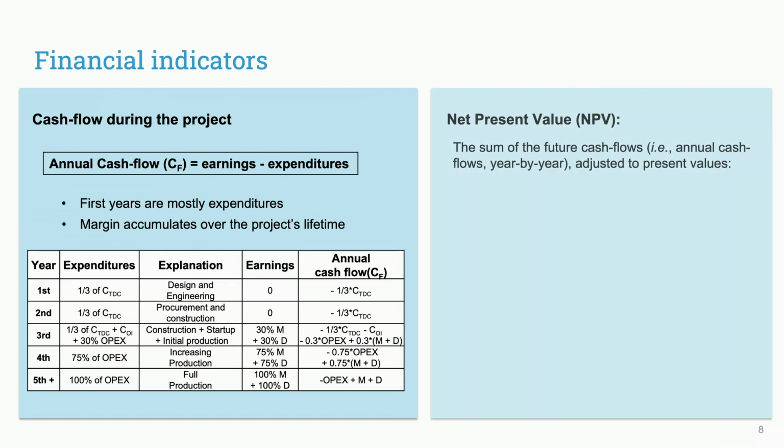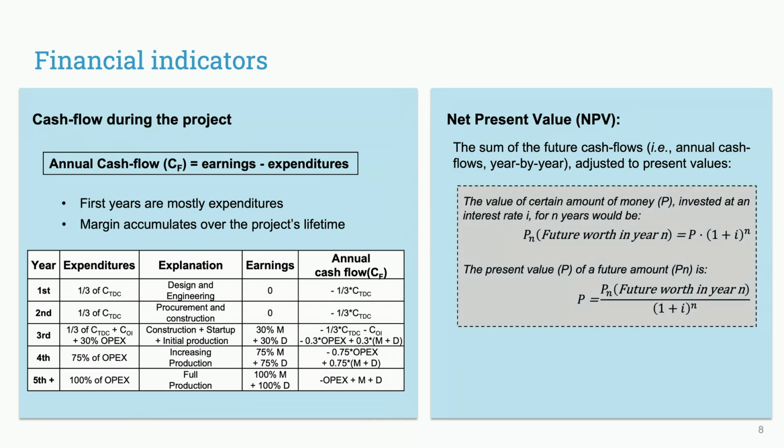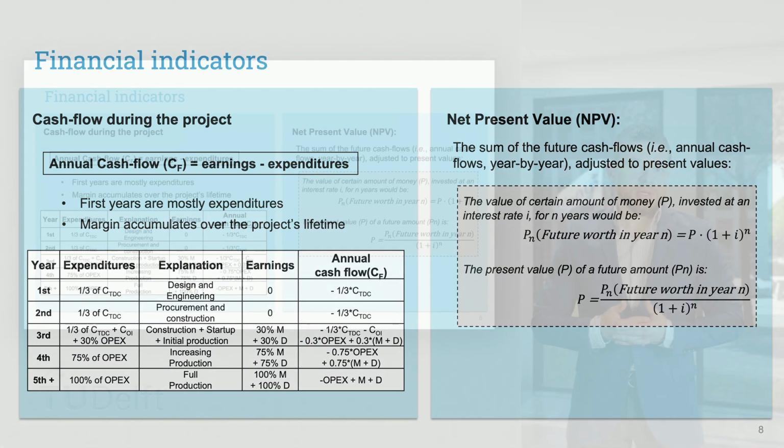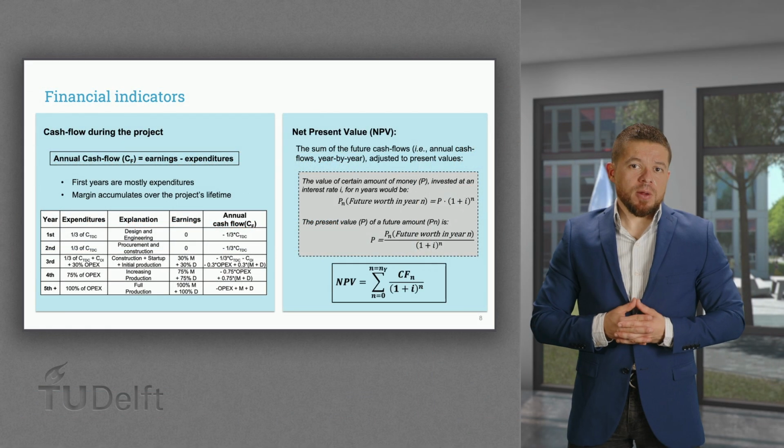The annual cash flow is also used to calculate the net present value of the project, which accounts for the sum of the future annual cash flows adjusted to present values. To make this adjustment, we need to understand how the monetary value of a present investment would have a different monetary value in the future due to the compound effect of the interest rate over time. Likewise, future cash flows can be represented as present monetary values. In this way, we can calculate the net present value of our project based on the annual cash flows.